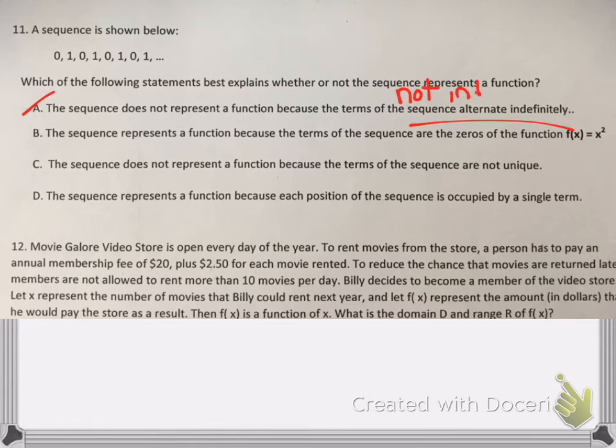Choice A is wrong because it says the sequence does not represent a function because the terms alternate indefinitely. That doesn't mean it's not a function. It just means the sequence is alternating. Choice B is wrong because it says the terms of the sequence are zeros of the function f of x equals x squared. That's just not true. That's one of those decoy answers. We haven't really talked about that idea, and they are not the zeros of the function f of x equals x squared.